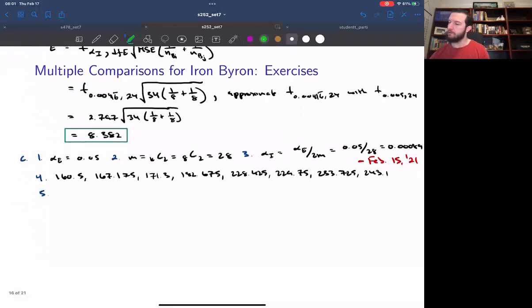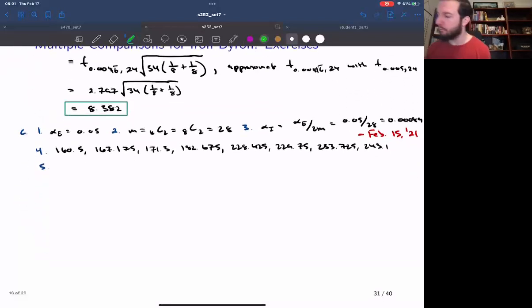Okay, and then in part C, we are now doing it for each of the interaction effects. So I started this a bit early just to make sure I'd have time to finish it. The process is the same. So we have an experiment-wise error of 0.05. Little m is k choose 2. We have 8 different treatment interactions. So we have 8 choose 2, which is 28.